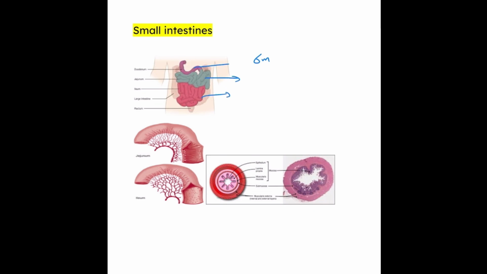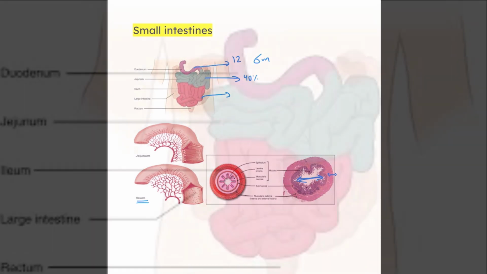The first 12 inches is the duodenum, and then 40% is jejunum, and the rest is ileum. There is no clear border between the jejunum and the ileum, but the small intestine structure changes from proximal to distal areas. The jejunal part has a wider and thicker lumen, while the ileum has more complex arcs with larger aggregates of lymph nodes.